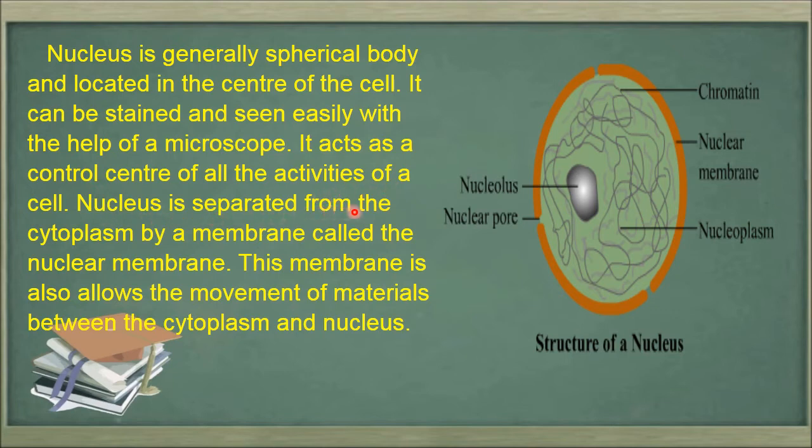Nucleus is separated from the cytoplasm by a membrane called the nuclear membrane. This membrane also allows the movement of materials between the cytoplasm and the nucleus. So let us have a look at the structure of a nucleus. This is the nuclear membrane, shown with a broad brown color, but there are some gaps over here. These gaps which are present are the nucleopores. Pore means a small hole.